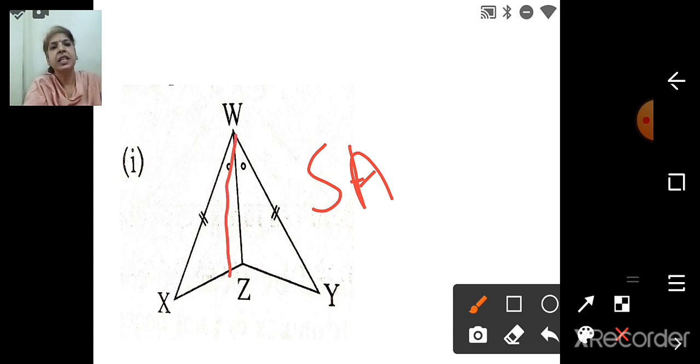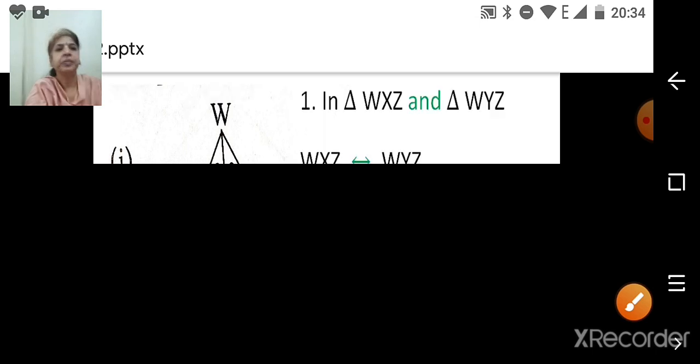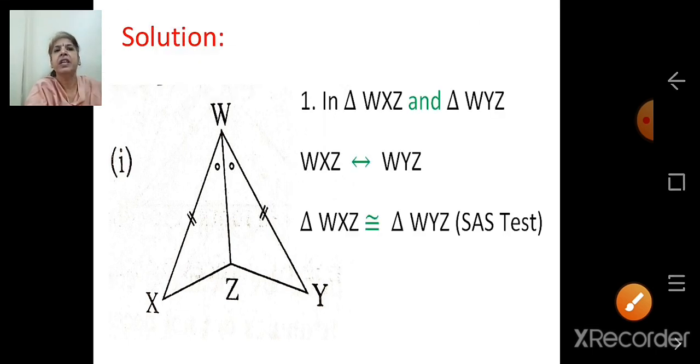Side WZ is common. And this common side, every side is common to itself. So WZ is common to WZ. So we got which test? SAS test. So this is the way you are going to write, children.